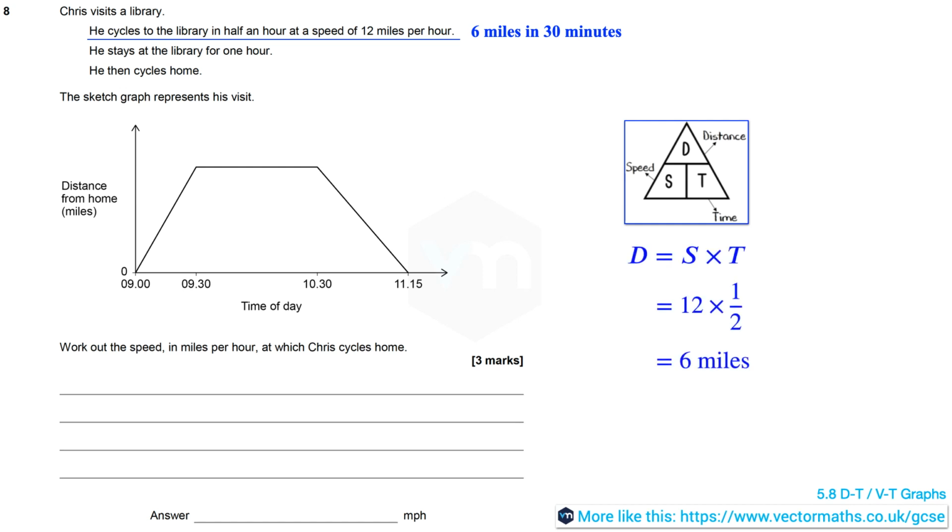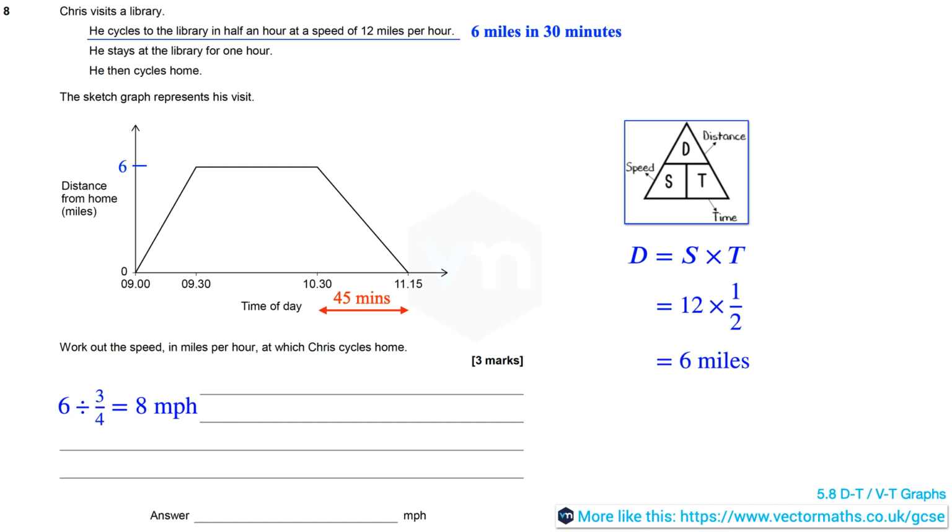Now, if we look at the time interval between 10:30 and 11:15, that's 45 minutes, or 3/4 of an hour in hours. Now, distance equals speed times time. Therefore, speed equals distance divided by time.